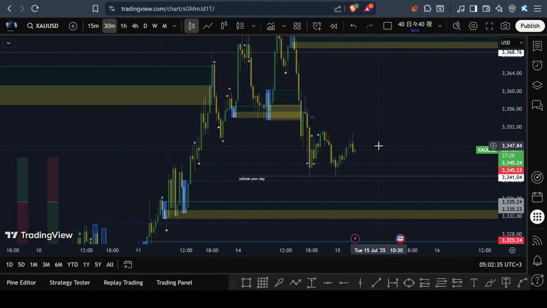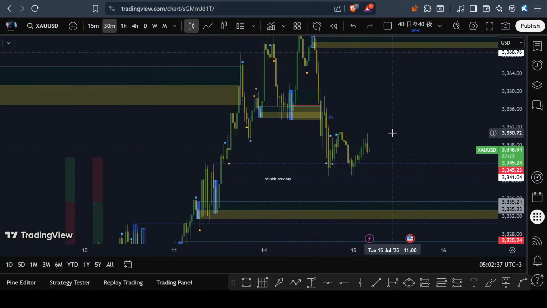Looking at the 30 minutes, still nothing. We don't have any order block near enough the area. So we're having this order block, but this one is literally not a major one, not a real one. I'm working with the older one compared to this.